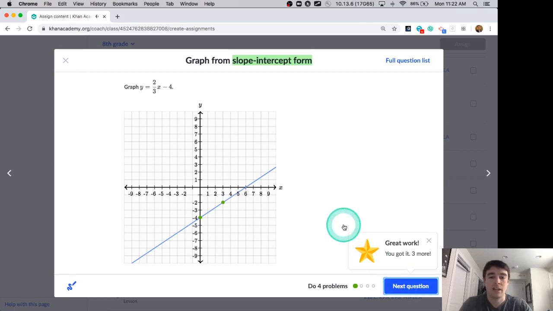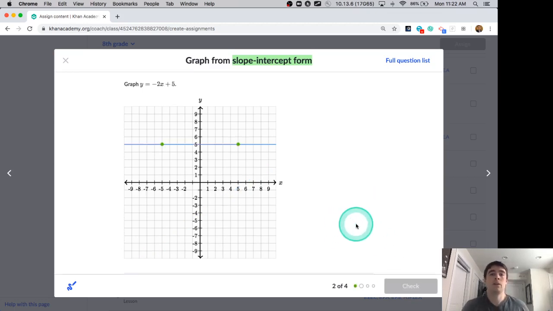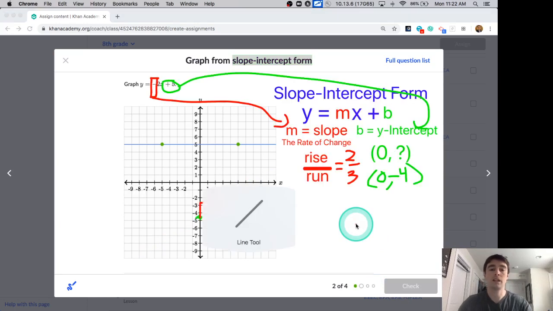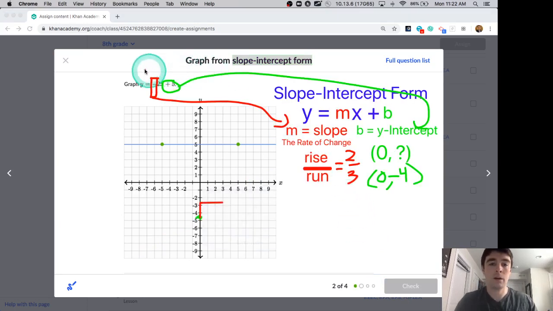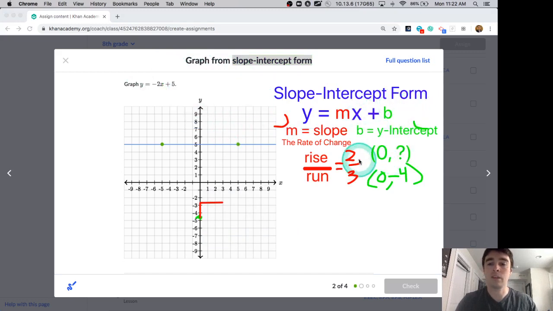We're going to move on to the next question, but throughout this assignment, your big key is that they're going to give you an equation in slope-intercept form, in that y equals form, and your job becomes: how do I find the slope and y-intercept, and use that data to graph my new line?